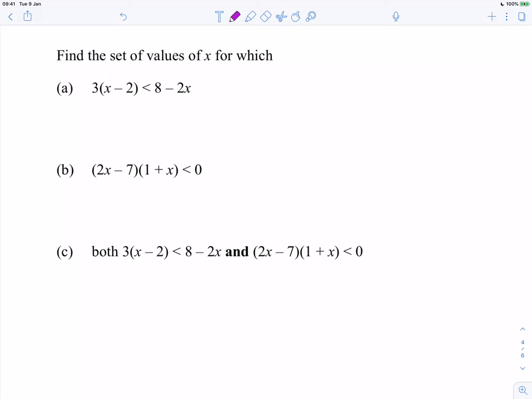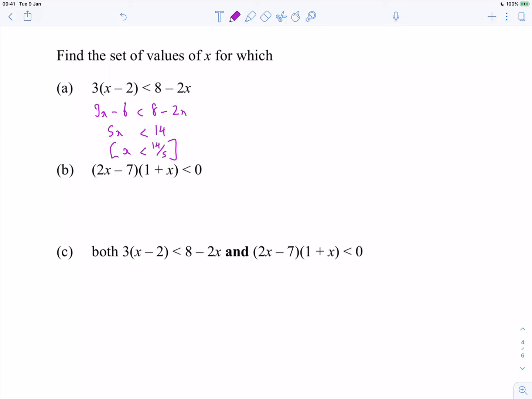Okay, find the set of values for which this is true. Well, if I expand it, I get 3x minus 6 is less than 8 minus 2x. If I add 2x to both sides, this is 5x. If I add 6 to both sides, this is 14. So clearly x is less than 14 over 5.